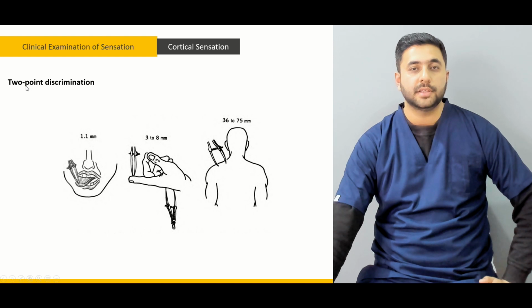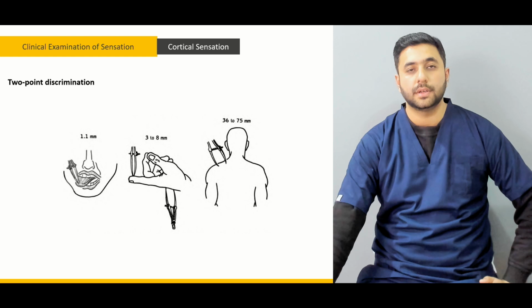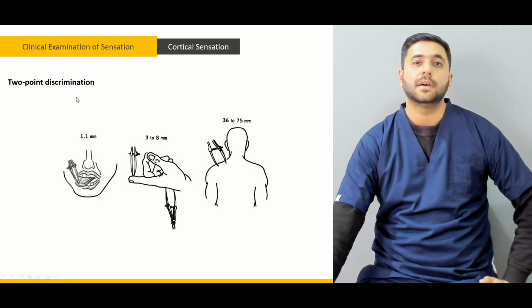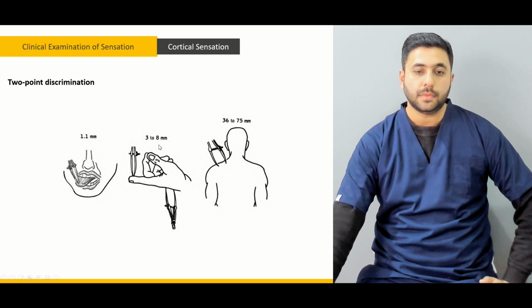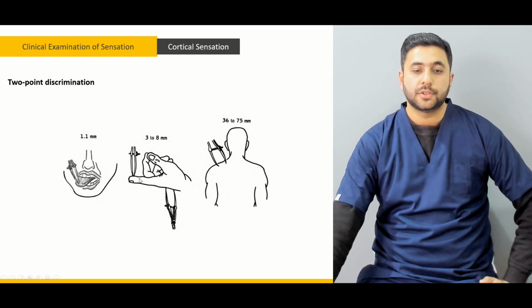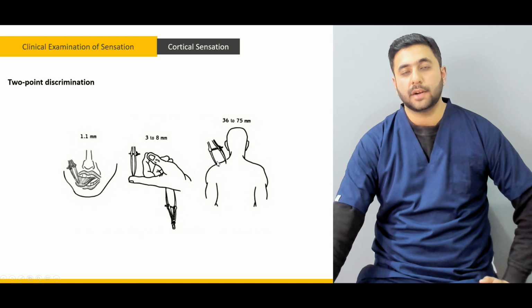The 2-point discrimination is an important marker and gives us a good idea of the integrity of the cortex, and to some extent of the medial lemniscus pathway involved. Similarly, here at the level of the finger, we are touching this instrument at a distance of 3 to 8 millimeters, and we can expand it all the way up to 36 to 75 millimeters by touching it over the back or the shoulder.